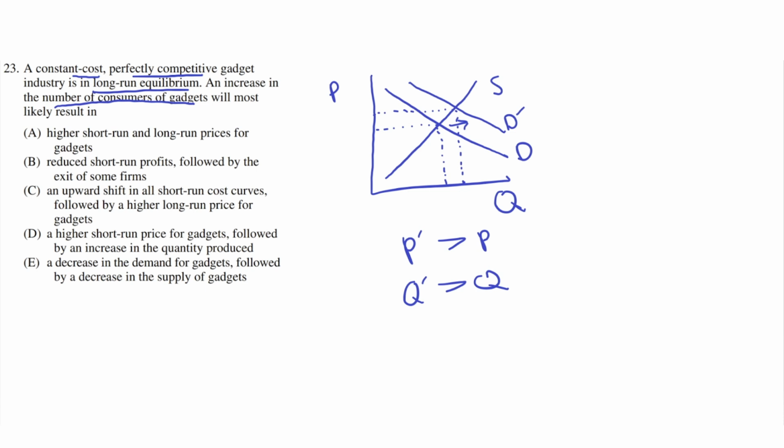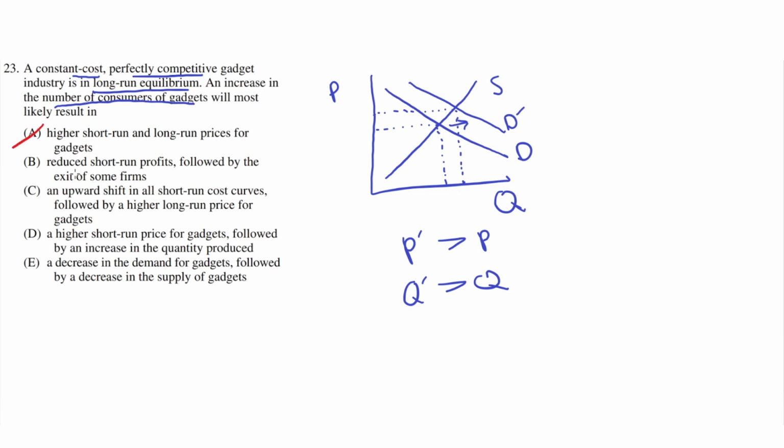So let's look at the answer choices. A. Higher short-run and long-run prices for gadgets. This is incorrect because although there will be higher short-run prices, the long-run prices will still be the same because this is a perfectly competitive industry, and so other firms will enter this market, and thus the supply will increase and the price will drop back down, and thus the long-run prices will be the same. It won't increase in the long run.